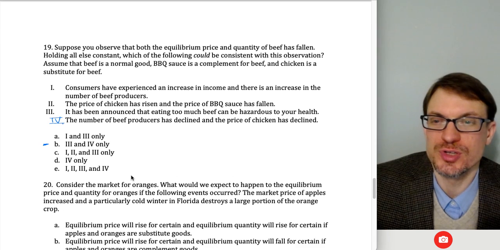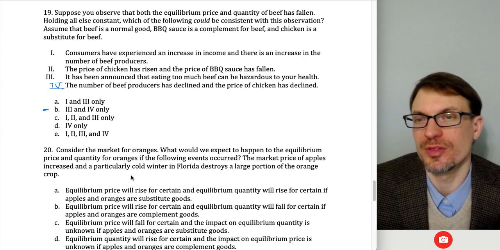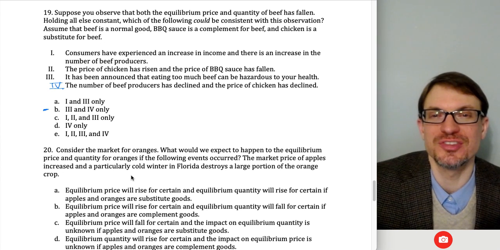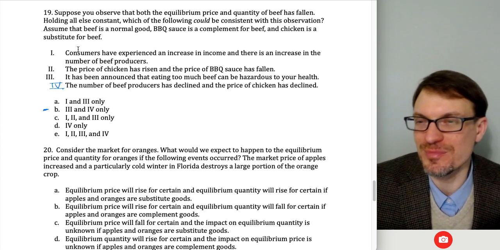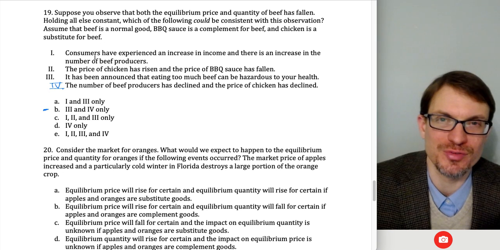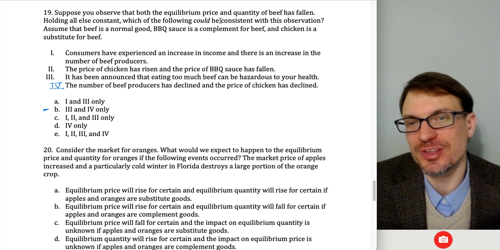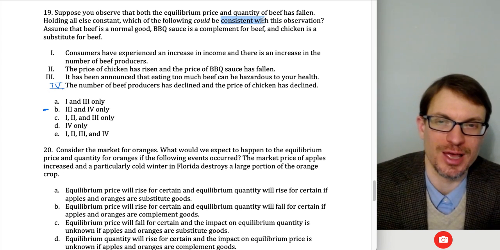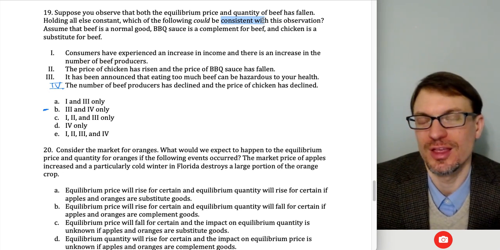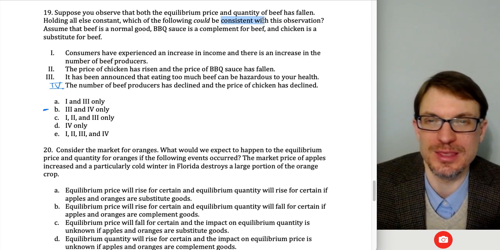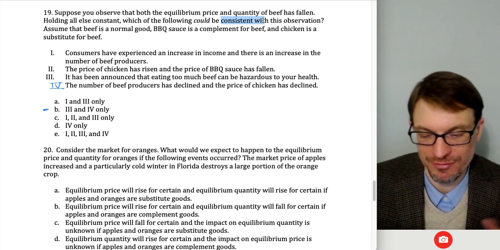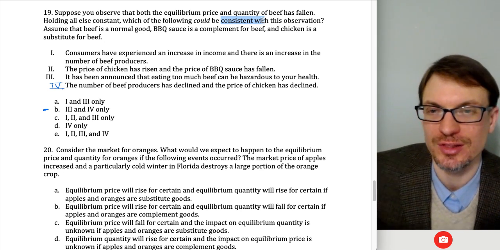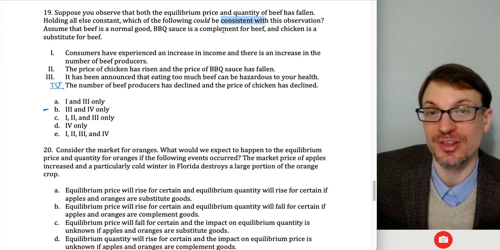All right, suppose you observe the equilibrium price and quantity of beef have fallen, holding other things constant. Which of the following could be consistent with this observation? Whenever it says consistent, we're going to follow the same sort of approach as before. But if it says consistent with these observations, this leaves the door open for both demand and supply moving, possibly in opposite directions. Even if the supply effect or the demand effect goes against what we're looking for, if the other one is the dominant effect, we could still get the outcome we need, hence still consistent.